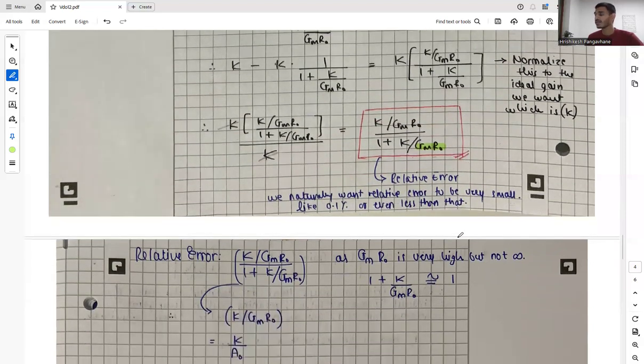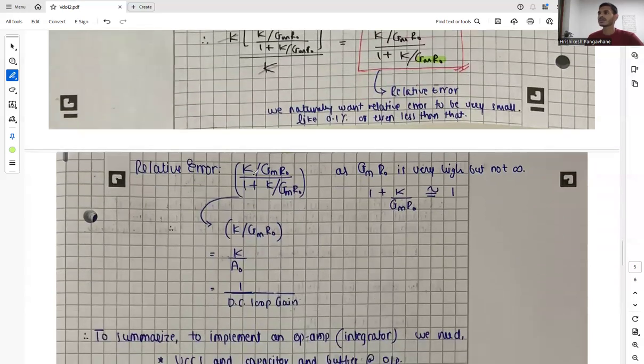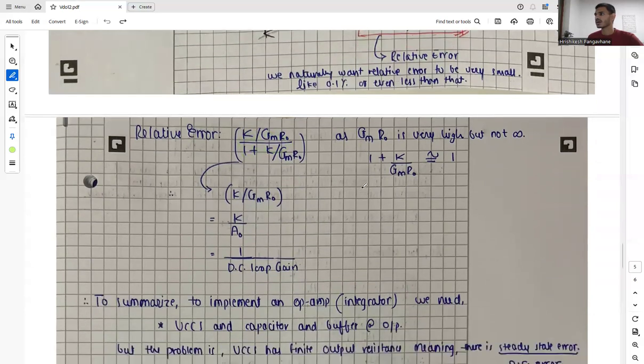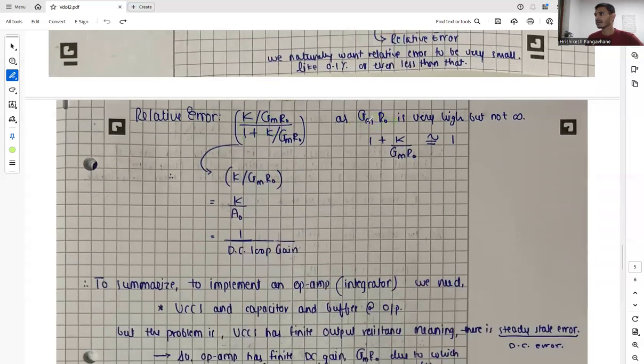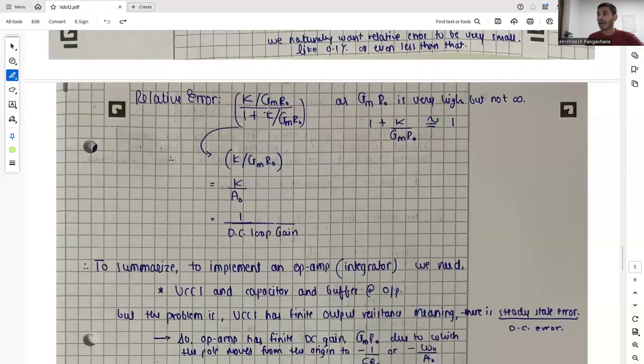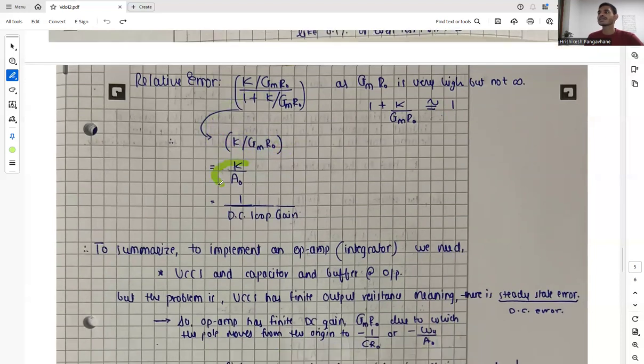In reality, in industry, this is used. So we know our relative error is this, and as Gm times R naught is very high but not infinity, we can say that 1 plus this value is nothing but 1 only, and this equation comes to be K by Gm R naught, which is basically K upon A naught. As we know, Gm R naught is nothing but A naught. So basically we can say that relative error is nothing but inverse of DC loop gain.